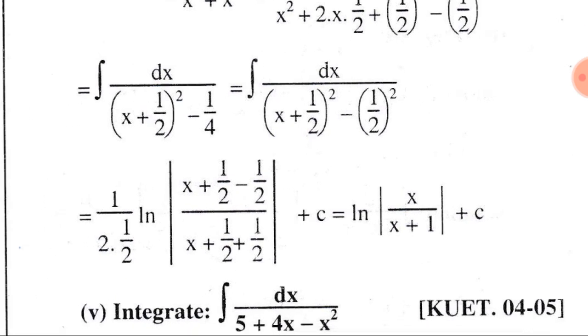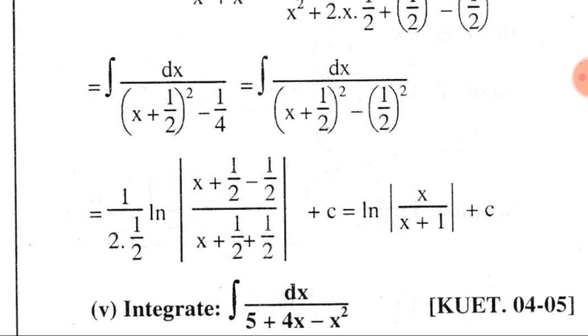Dear audience, the coefficient of x is here 1, so no need to remove the coefficient of x here. And it is similar to the standard form, the integration dx whole divided by x square minus a square, and the integral of this standard form is 1 divided by 2a ln of (x minus a) whole divided by (x plus a). So we can write here 1 by 2a, that means in place of a there is half, so we can write here half ln of x minus half. Here in place of x there is x plus half, and in place of a there is half, so we can put here half.